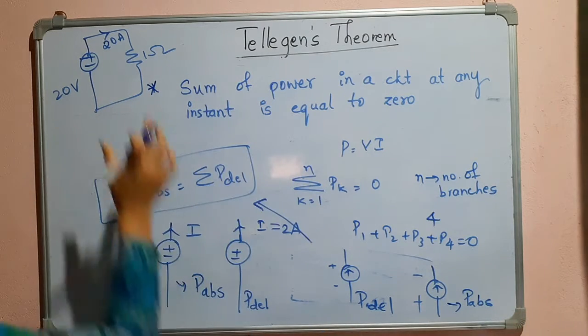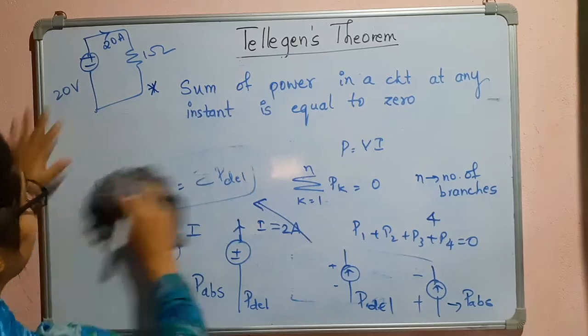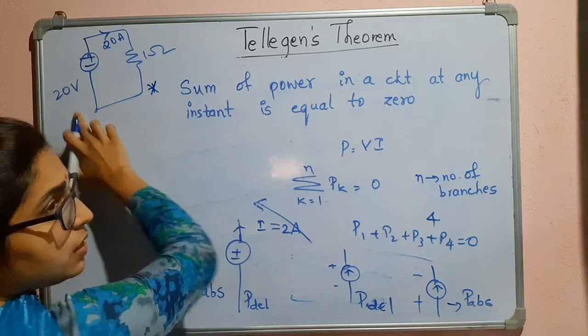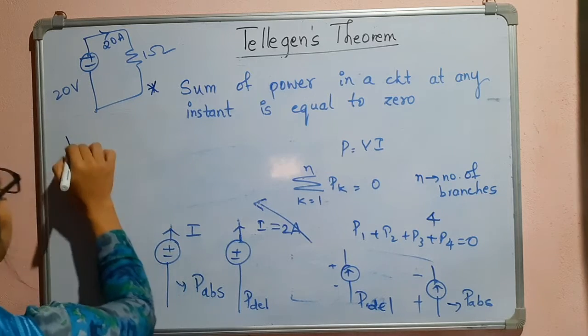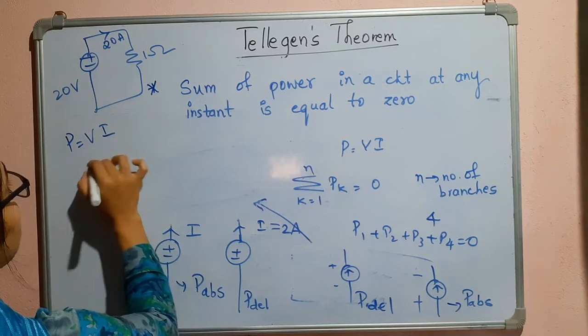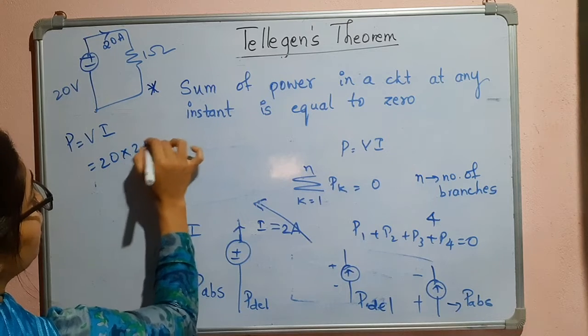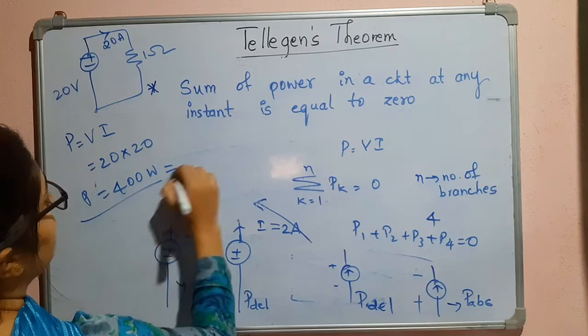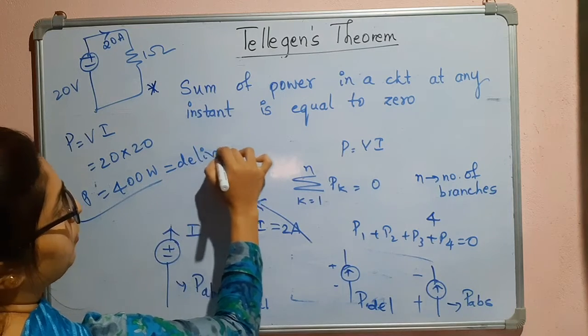Likewise, if I take this example, what happens? This is the current, 20 ampere, and this is the voltage, 20 volt. So power is equal to V into I, which is 20 into 20, which is nothing but 400 watts. So 400 watts is delivered. This is the power delivered.